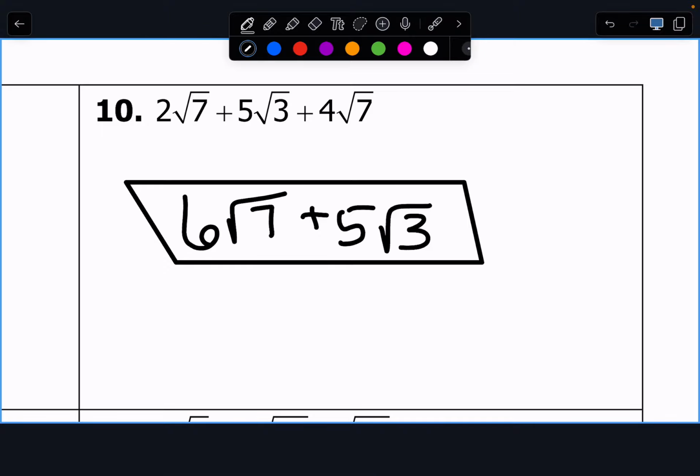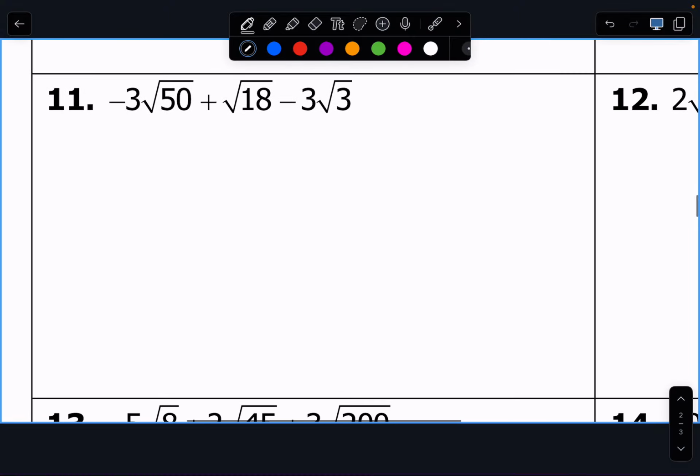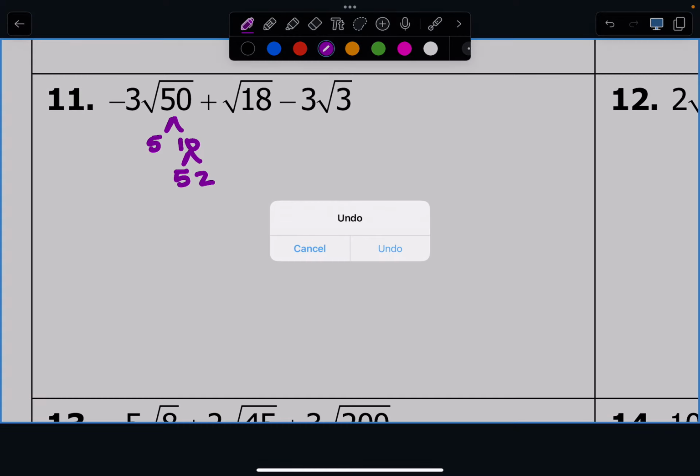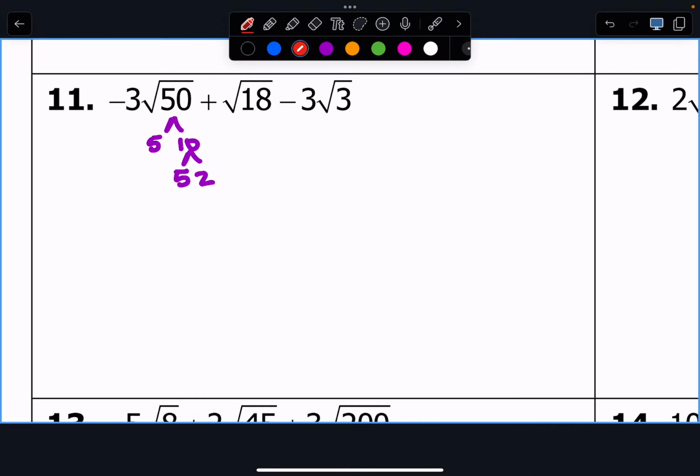All right. Now, notice in number 11, there are 3 different radicals, but we have to reduce some of them. How many of them do we need to work on? Just the first 2. 3 radical 3 we're just going to leave as is. Okay? So I know that 50 is 5 times 10, and 10 is 5 times 2. So what perfect square do we have underneath? Okay, 5 squared is underneath, so I can pull out 5.